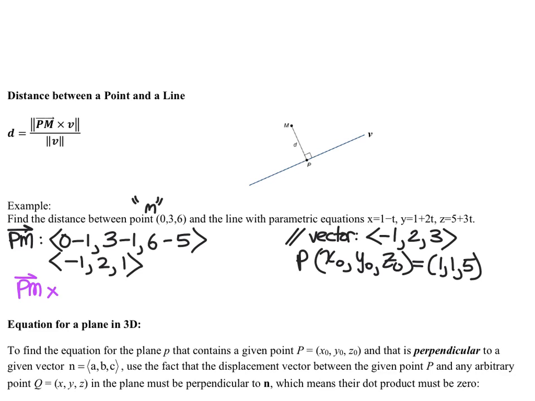of PM and vector V, and then find the magnitude after the fact. So, I, J, K. PM is negative 1, 2, 1. V is negative 1, 2, 3.